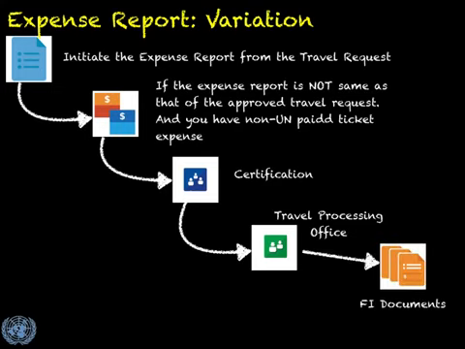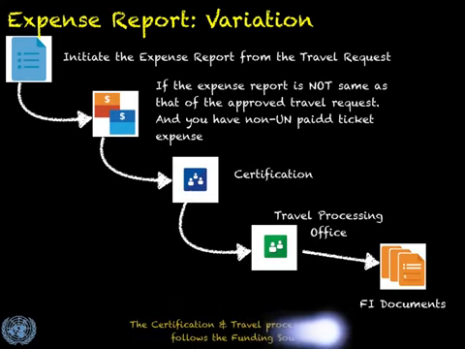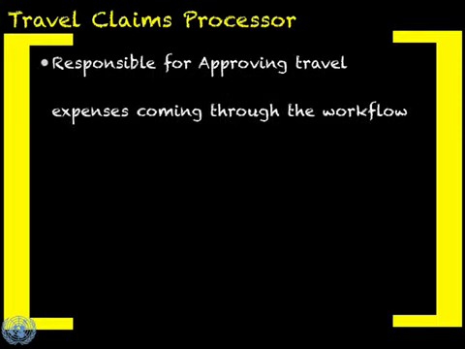And upon approval, it goes to the travel claims processors, and the travel claims processors do the reconciliation and post the FI documents. The certification and travel processing officers follow the funding source of the initial document. The travel claims processor is a new role which has a lot of work, and they are responsible for approving travel expenses coming through the workflow.